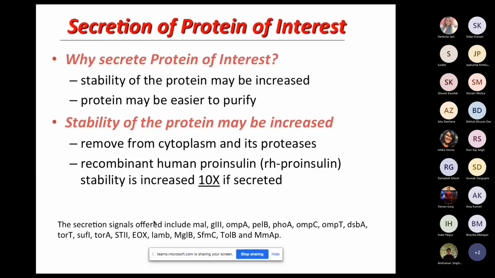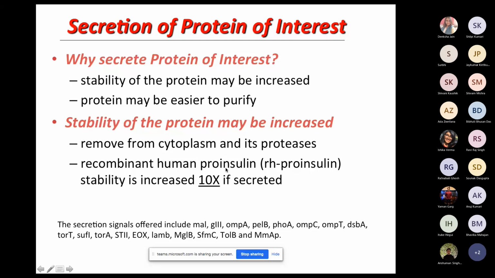I've already told you that there are many tags. The examples are given here. You see so many examples are there. People use different secretion signals. And why do they want to use a secretion signal? It is mainly because the protein can be easily purified, and because your protein is now being secreted out of the cell, it will obviously be a little bit protected from the various proteases which are present in the cellular environment.